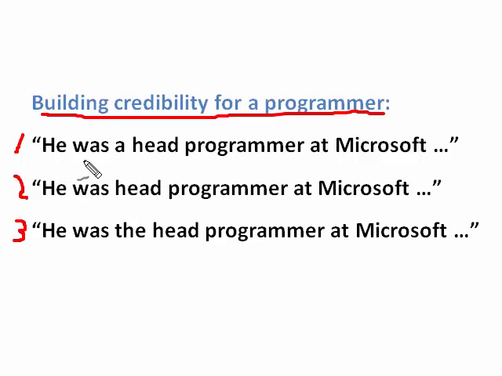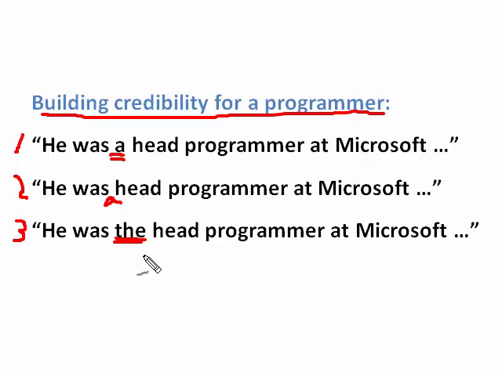Okay, now in trying to build credibility for this programmer, we can say he was a head programmer at Microsoft. Or we can say he was head programmer at Microsoft. Or we can say he was the head programmer at Microsoft. Now, by quickly looking at these three statements and comparing them, first we can see in the first instance we say that he was a head programmer. In the second instance we realize that we dropped the "a" altogether, the indefinite article. And in the third instance we added the definite article.